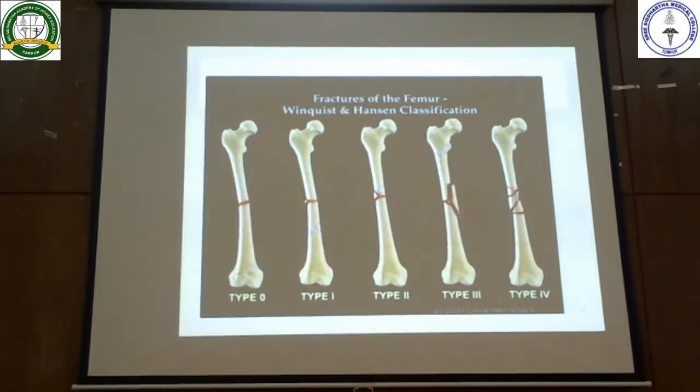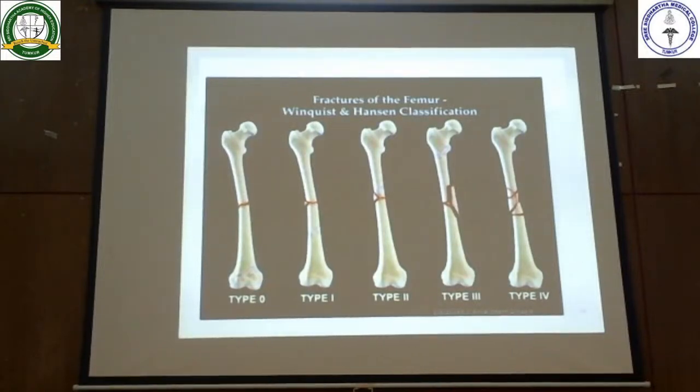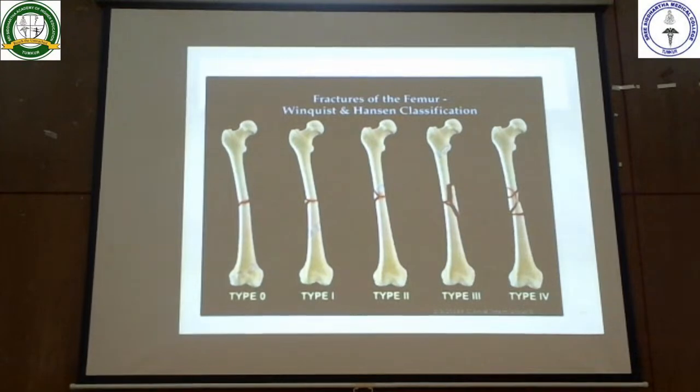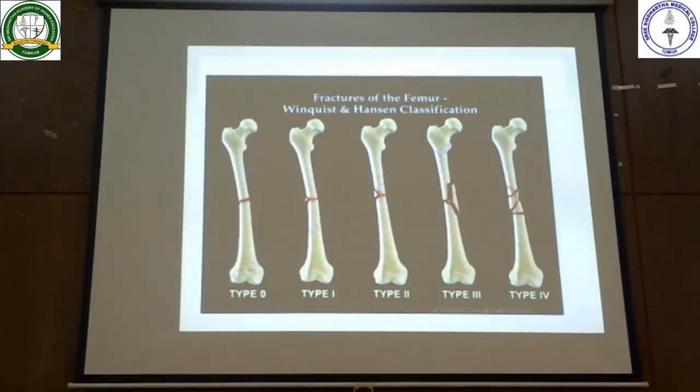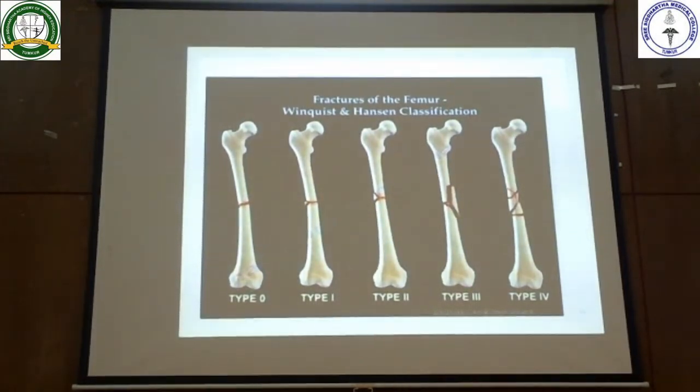As you can see here, in type 1 it is very small, type 2 it becomes bigger, type 3 it becomes even bigger, and type 4 it becomes comminuted. So that's how you classify. So we'll just go back to that.